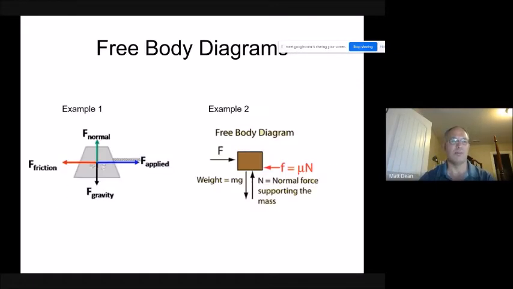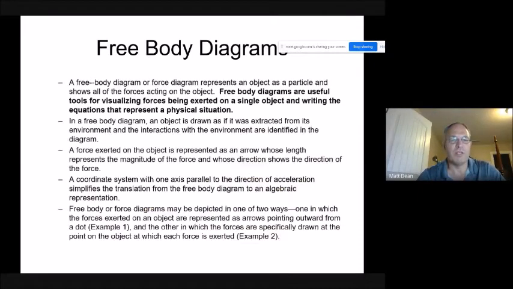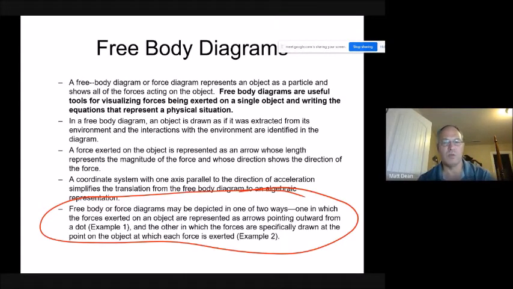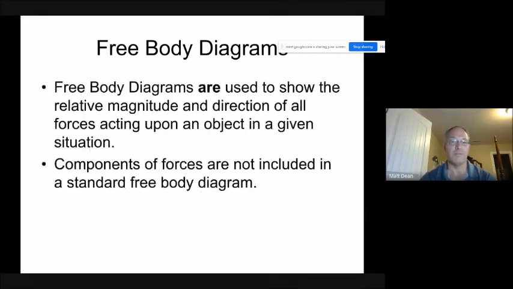So let's look at an example. So here's an example of an object, and we're going to think of this object as essentially like a dot, and we're going to draw in all the forces that act on that object. So if we go back to the prompt on the previous slide, it tells us here, free body diagrams may be depicted in one of two ways. One in which the forces exerted on an object are represented as arrows pointing outward from the dot, and the other in which the forces are specifically drawn at the point on the object at which each force is exerted. We have both examples in the next slide.